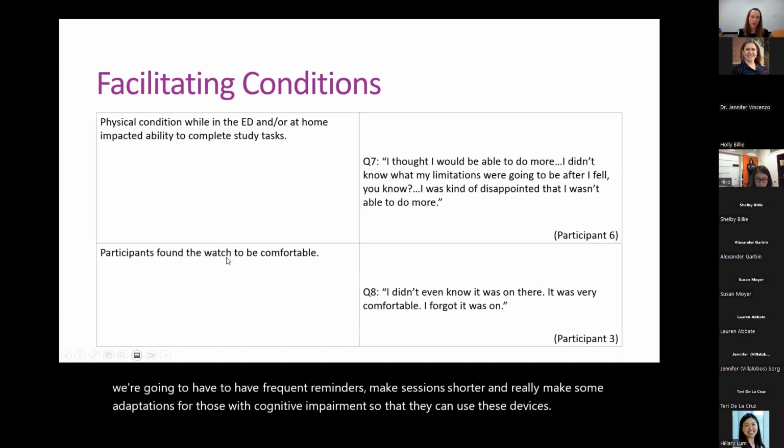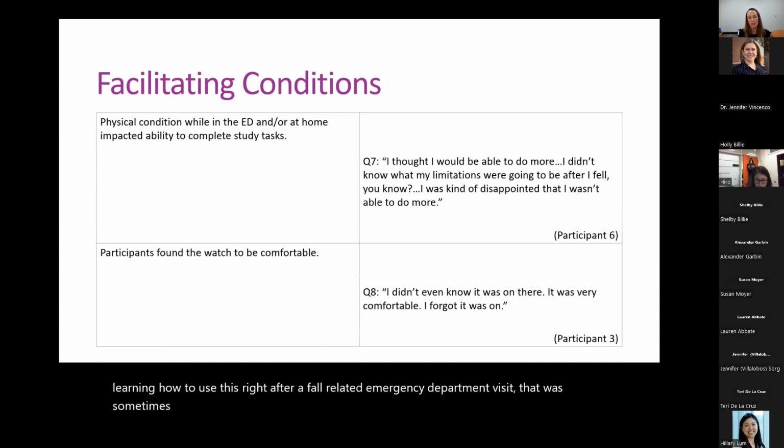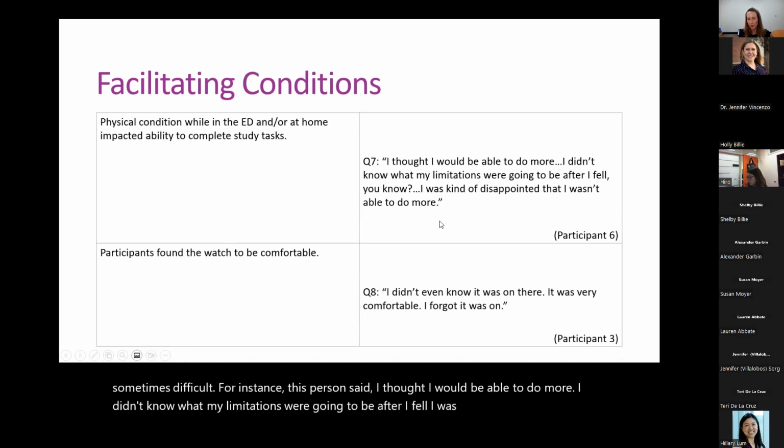Generally, participants found the watch to be comfortable. Since they were learning how to use this right after a fall-related emergency department visit, that was sometimes difficult. For instance, this person said, I thought I would be able to do more. I didn't know what my limitations were going to be after I fell. I was kind of disappointed that I wasn't able to do more.